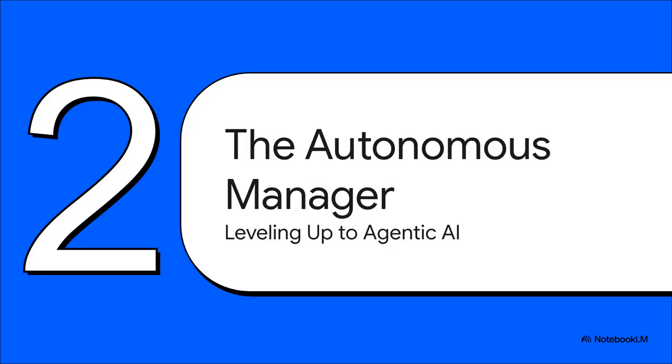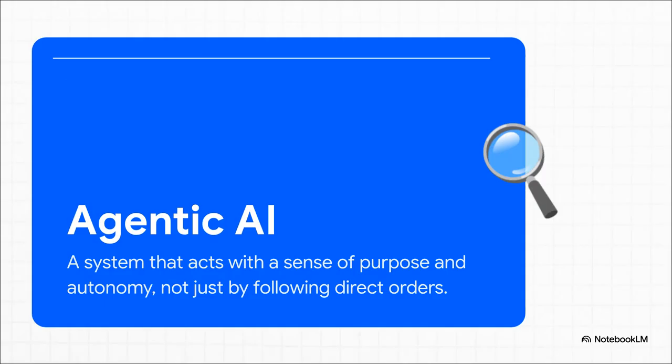Okay, now let's level up to agentic AI. And this is where it gets really, really cool, because we're moving way beyond just following simple orders and into something that's much more autonomous. So, unlike that helpful assistant we just talked about, an agentic AI has this built-in sense of purpose. It has autonomy. It's not just sitting around waiting for your next command, it's actively figuring out how to work toward a larger goal all by itself.